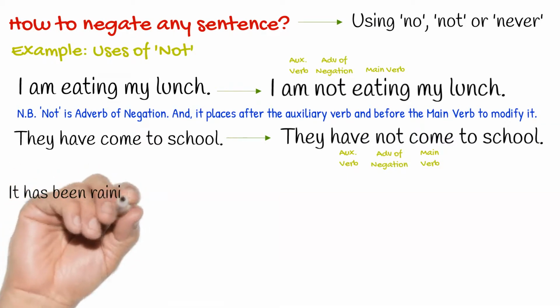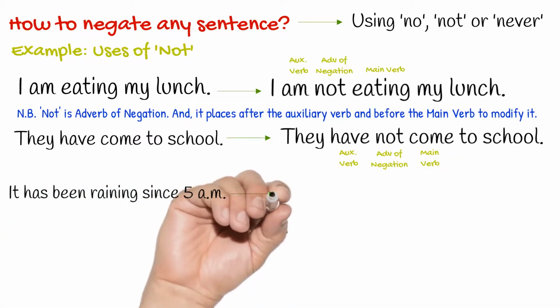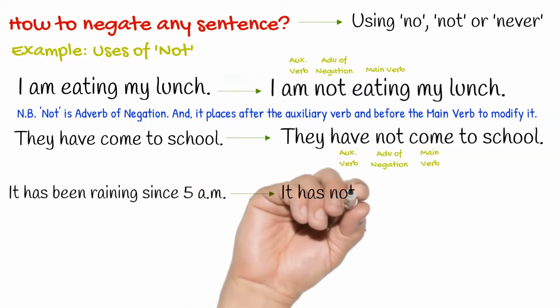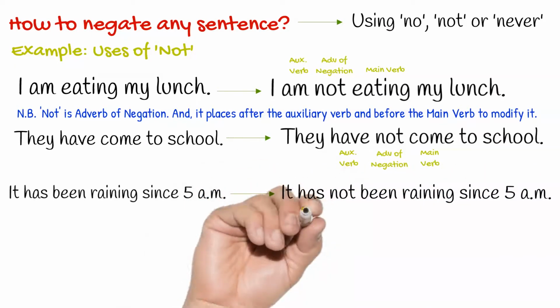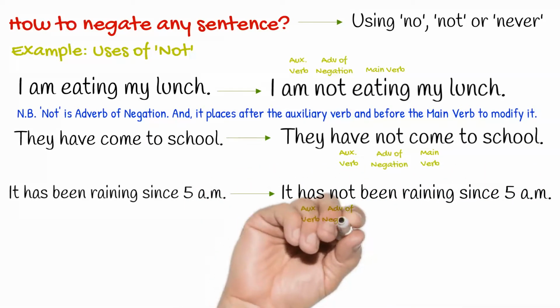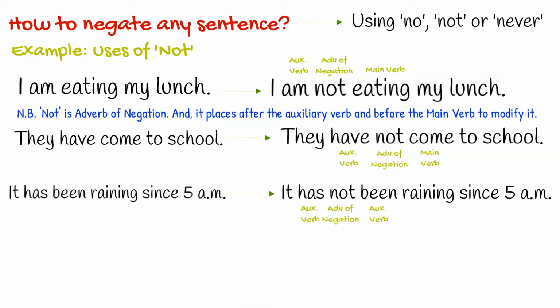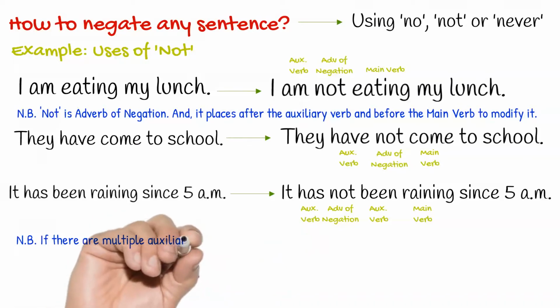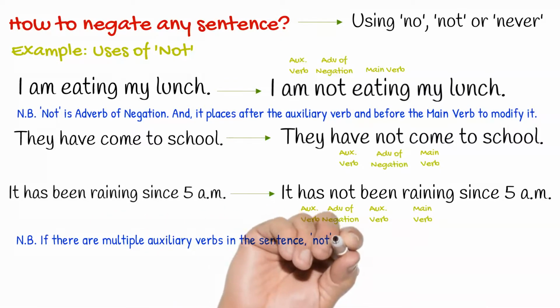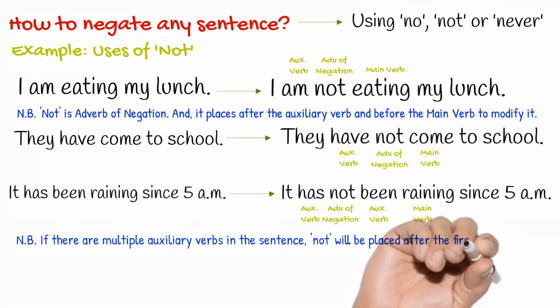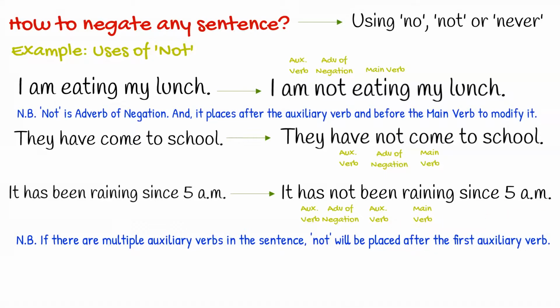Next, it has been raining since 5 a.m. After negating it becomes, it has not been raining since 5 a.m. In this sentence, there are two auxiliary verbs. If two auxiliary verbs appear in any sentence, not will be placed after the first auxiliary verb. Here, has is the auxiliary verb followed by the adverb not and then placed the second auxiliary verb and followed by the main verb raining.